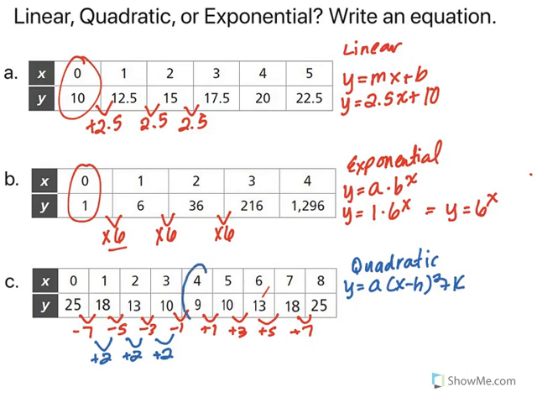My vertex in this case is (4, 9). I know that this is my vertex because this is where the values repeat. On either side of the vertex, we should have repeating values. And here I have 10 and 10, then 13 and 13, and then 18 and 18. So I know that my vertex is (4, 9).